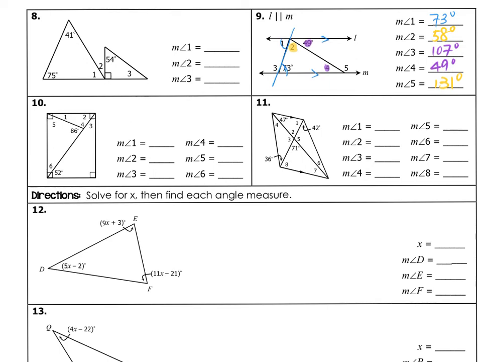Let's look at the next section. Solve for x, then find each angle measure. Basically, it's still the same thing. You find the relationships, you try to establish an equation, and you solve for x, and then you plug the x back in to solve for the final answers. So let's see how we do that.